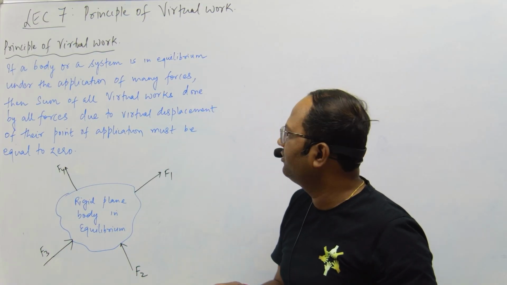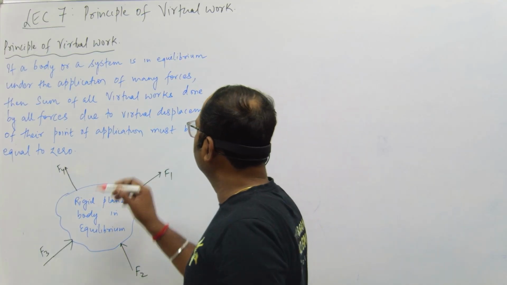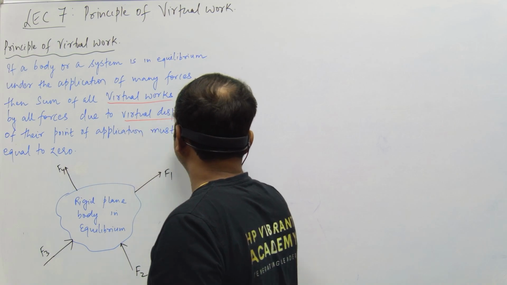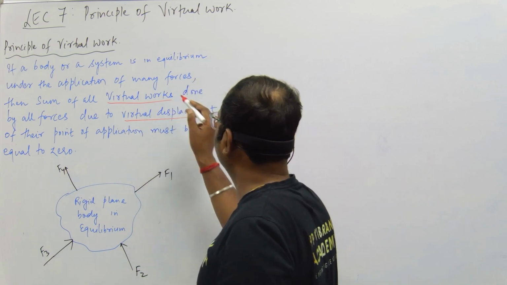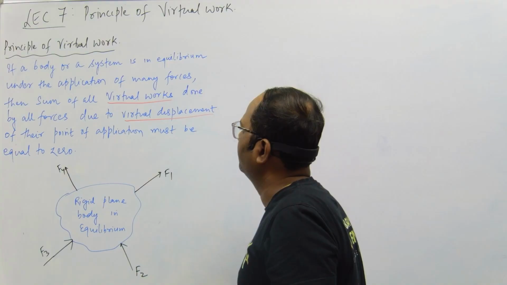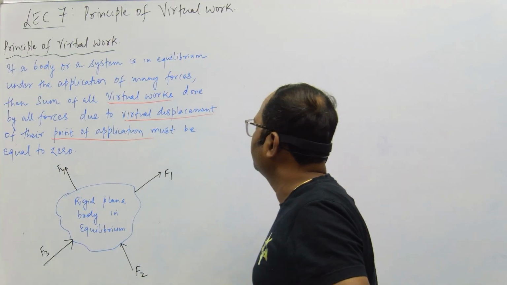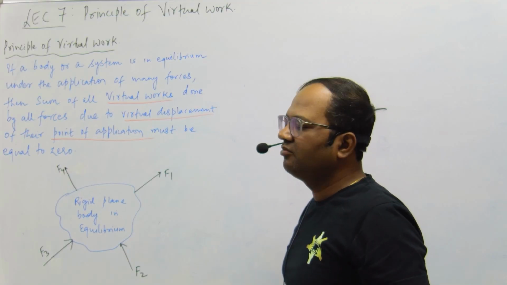So let us mark the keywords here. We have the keywords: virtual work done by all forces due to virtual displacement of their point of application. So three keywords are there: virtual work, virtual displacement, and the point of application.